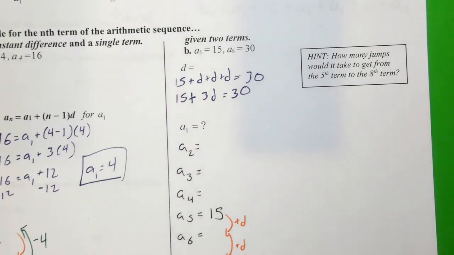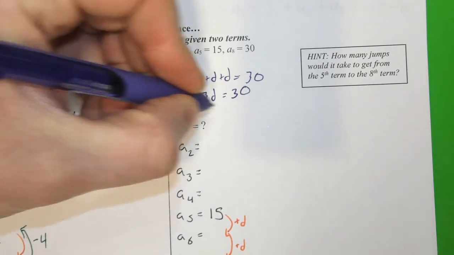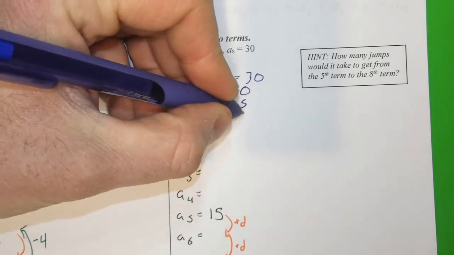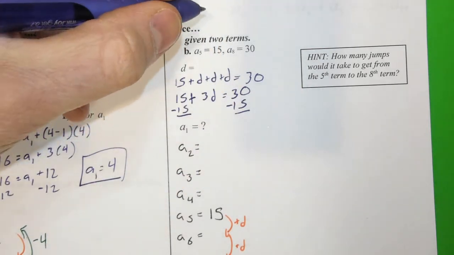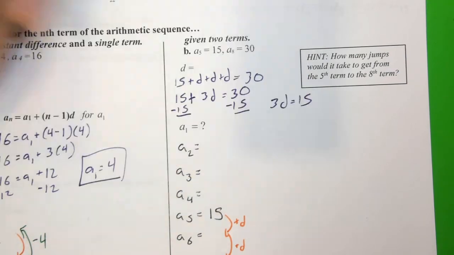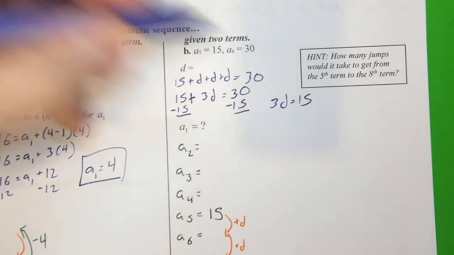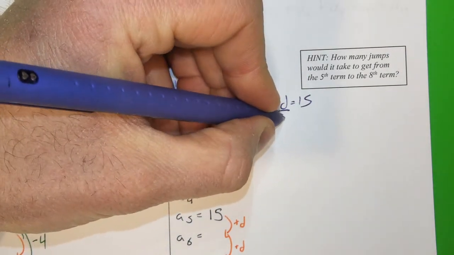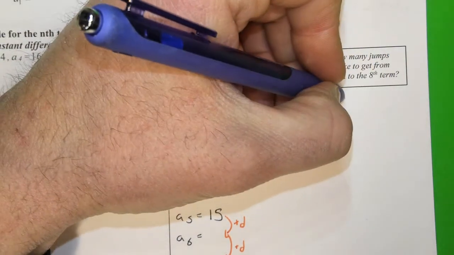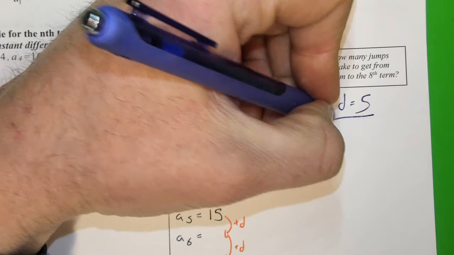So now let's solve it. I'm going to move my 15 over to the right side by subtracting it. I'm using opposite or inverse operations. And then after that, I am going to get 3D is equal to 15. And now I need to get rid of the 3, and I'll get rid of that by dividing it. Now all of a sudden I have a difference value, and my difference value is 5.